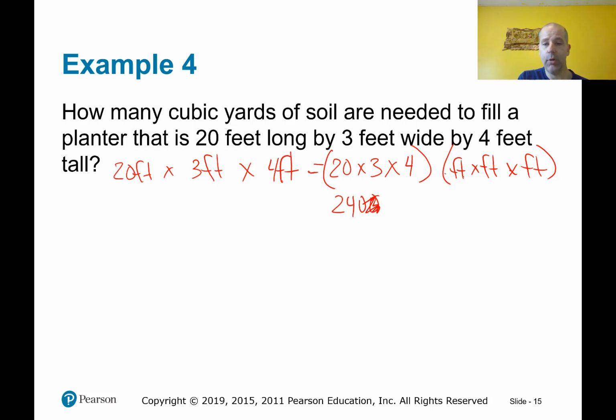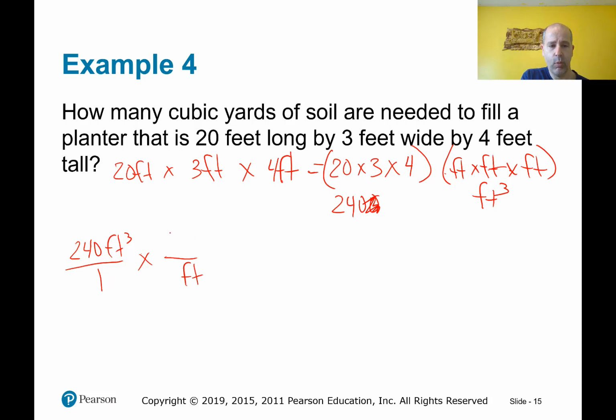Okay, and so now this becomes feet cubed, or cubic feet. So 240 cubic feet. Okay, so that's the volume of the planter. So now let's start with our 240 cubic feet over 1. And now we've got to convert it to cubic yards. The way I'm going to do it is I'm just going to use what I know. I know that I need feet on the bottom because I got feet on top, so I need to cancel with feet on the bottom.